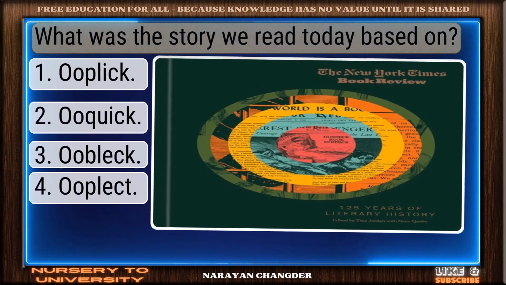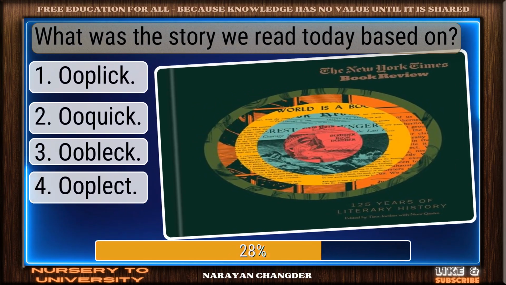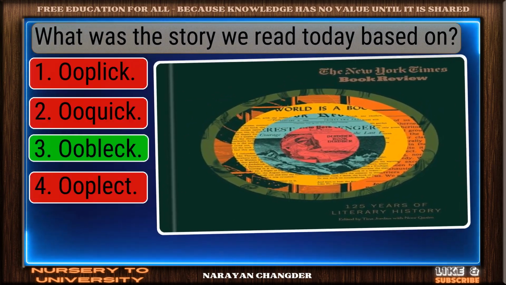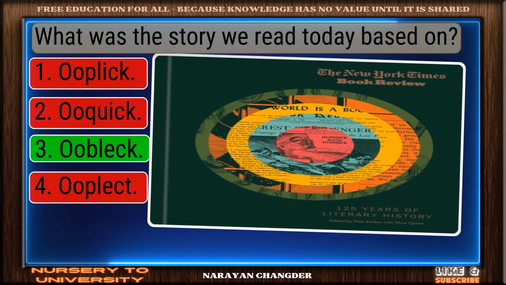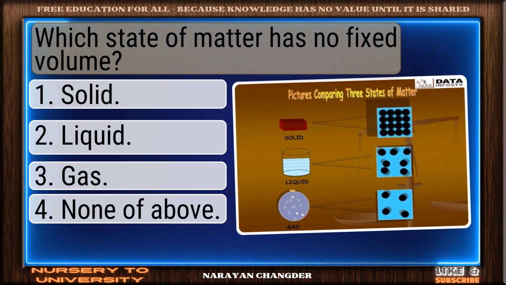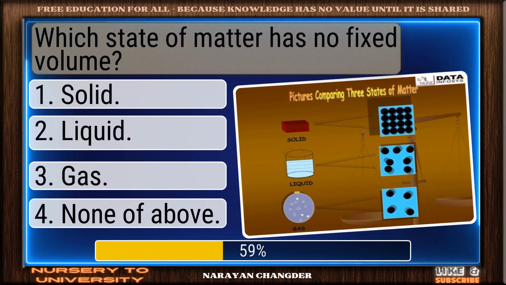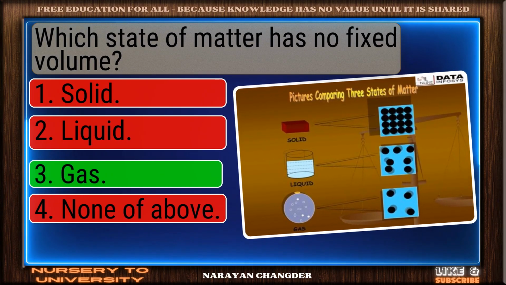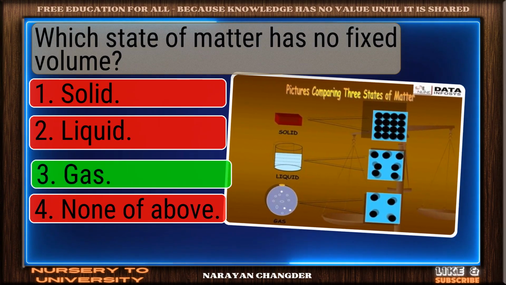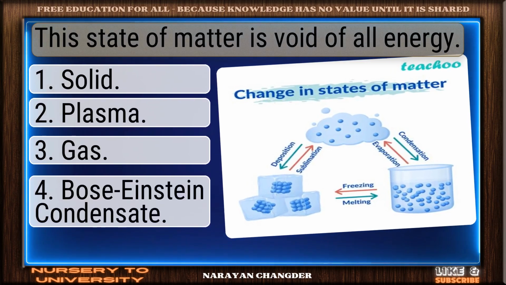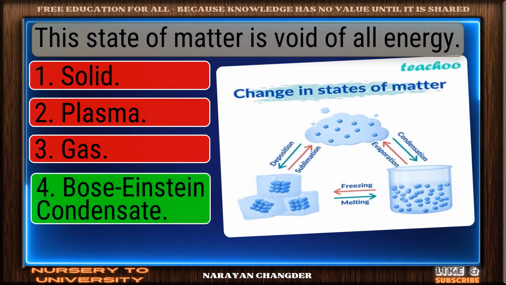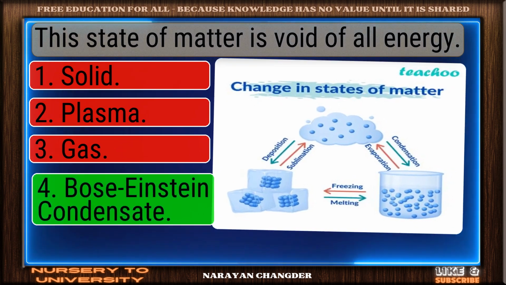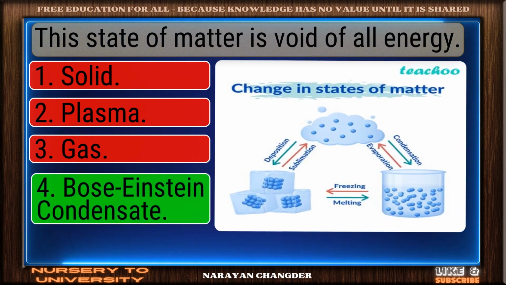What was the story we read today based on? You're right. Oblek is the correct answer. Which state of matter has no fixed volume? Well done. Gas is the right choice. This state of matter is void of all energy. Nice selection. Bose-Einstein condensate is the correct and valid answer.